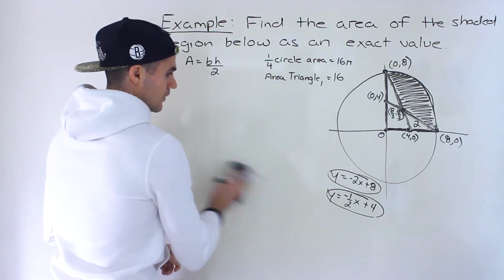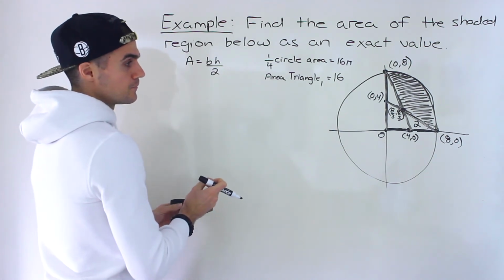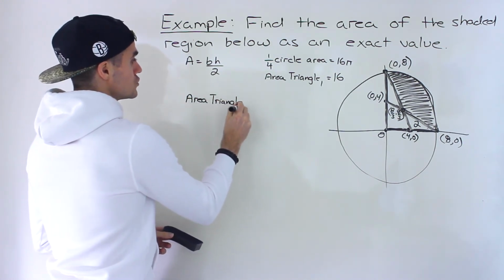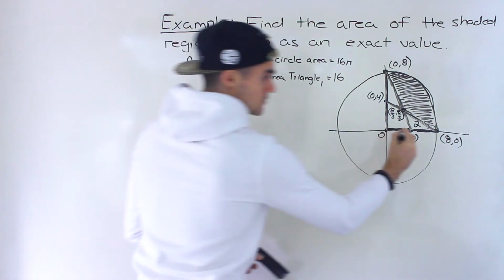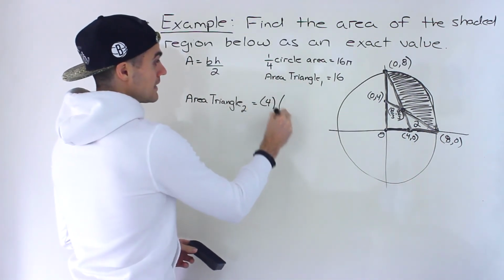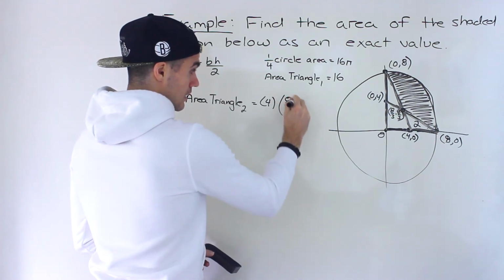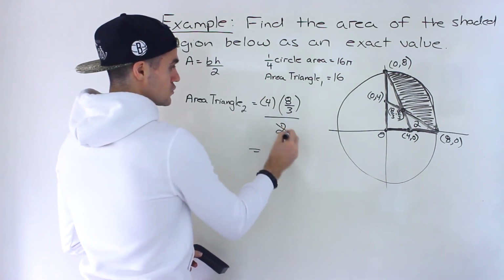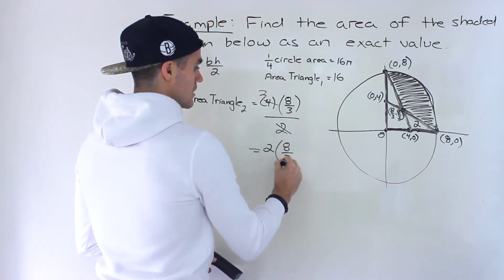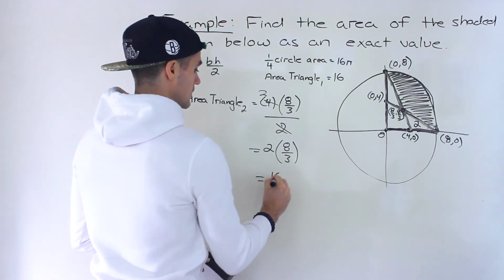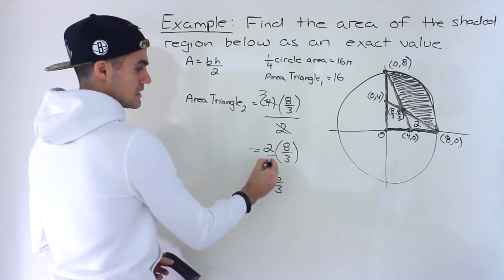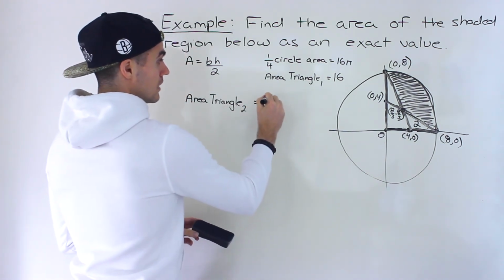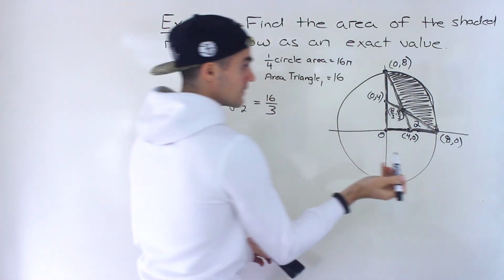And so now we can finally find the area of that second triangle. So we'll have the area of triangle 2. We're still using base times height divided by 2. Now the base, as we mentioned, is just going to be 4. The height is going to be 8 over 3. And then we're going to be dividing that by 2. From here, 4 divided by 2 is just 2. So let's simplify that. We'll have 2 times 8 over 3, which would give us 16 over 3. This is going to be like over 1: 2 times 8 is 16, 1 times 3 is 3. So the area of triangle 2 is 16 over 3.